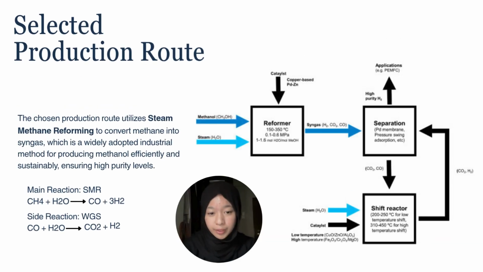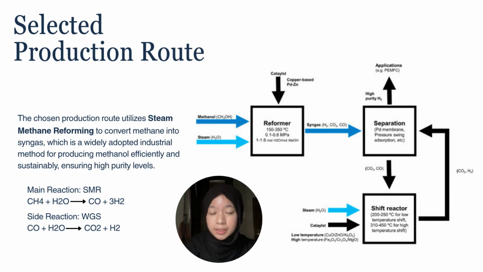So, hello everyone, my name is Isati. For our project, we have selected the steam methane reforming SMR route for methanol production. As shown in the process flow diagram on the right, our system is divided into two primary stages, which is the syngas generation and the methanol synthesis.